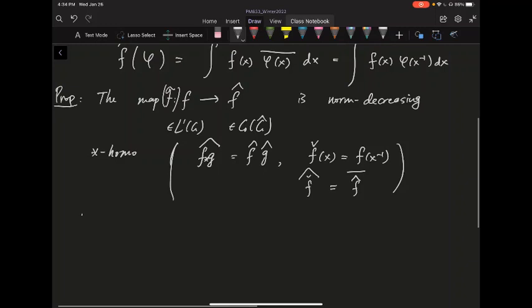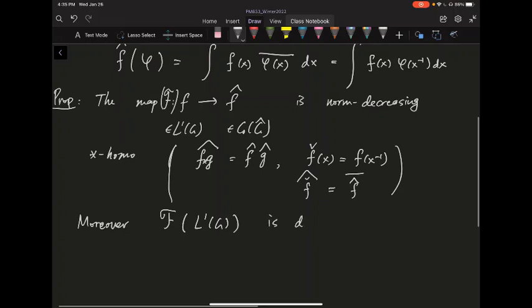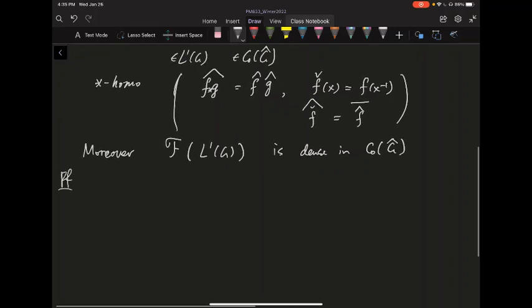And moreover, the range of this map, let's just use this notation, F of L1 of G. That's basically all the Fourier transforms, and that's going to be dense inside C0 of G hat, actually. All right, so the proof of this is actually fairly simple. If you study operator and Banach algebra theory, then this is essentially the result of the Gelfand transform. So I'll just say this is essentially proving the Gelfand theorem. Okay, so let's just say Gelfand transform.